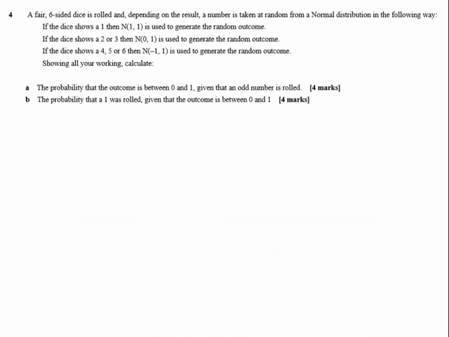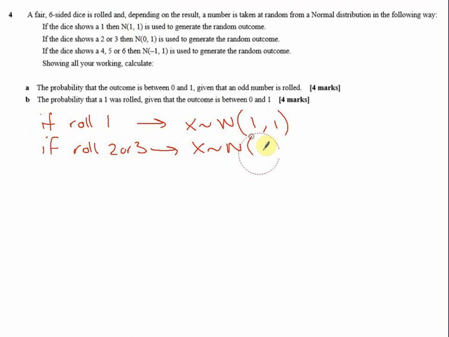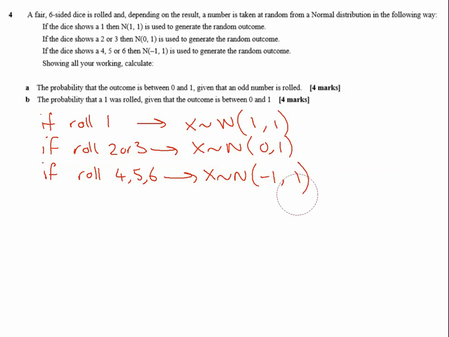Now, a fair six-sided dice is rolled, and depending on what result we get, a random value from a normal distribution is taken, but there are 3 different normal distributions we're looking at. So let's write it down a little bit easier to understand. If we roll a 1, we're going to go to a distribution with mean 1, variance 1. They didn't write this as X distributed, but for me it's more familiar to see it like this, so I've just popped it in. If we roll a 2 or a 3, we're going to go to the standard normal. If we roll a 4, a 5 or a 6, we go to a third distribution with a mean of -1, variance 1. So that's a little bit strange.